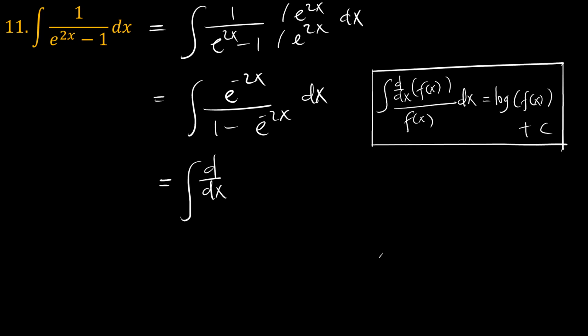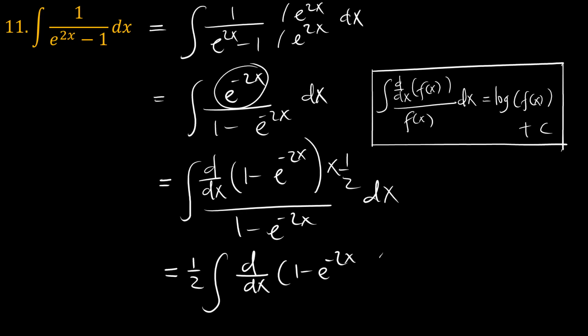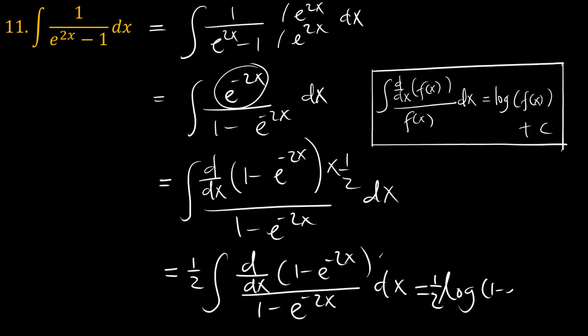Anyway, we can re-express our integral here. Since the numerator is a derivative of 1 minus e to the 2x times a half, our integral is half times the integral of the derivative of 1 minus e to the 2x over 1 minus e to the 2x, which is a half times the natural logarithm of 1 minus e to the 2x plus c.